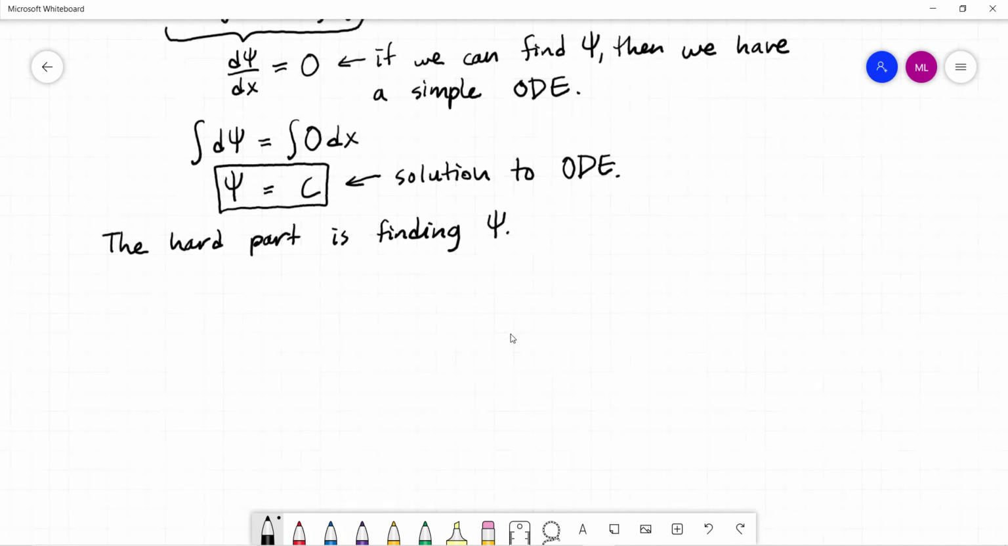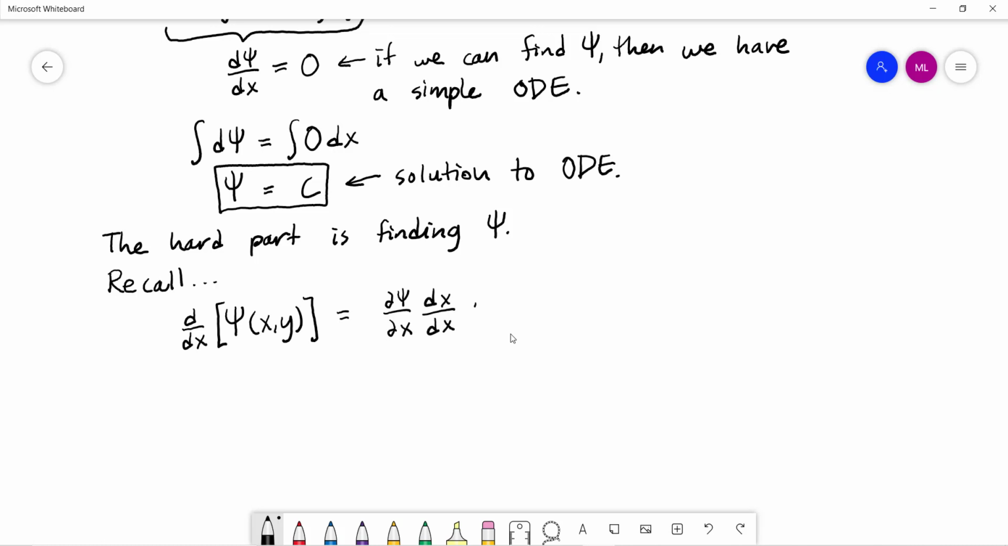Okay, recall what we just did. When we took the derivative, d dx, the full derivative of psi, which is a function of x and y, by chain rule, using chain rule and implicit differentiation together, we wound up getting basically d psi dx times dx dx plus d psi dy times dy dx. So this is what that derivative looks like.